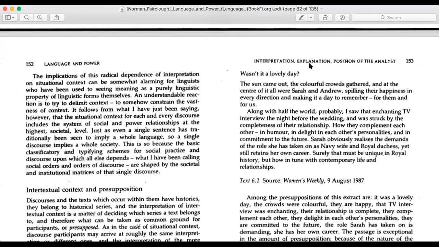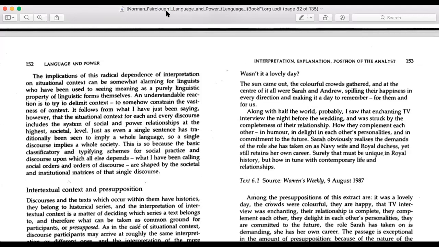Yes, ma'am. In this text, we have read about Sarah and Andrew and the presupposition which I have found in the third sentence, that making it a day to remember means that this author presupposed that this is a day which would be remembered by many people around us, because this is a day where the Duchess and this prince are going to marry. And this is also one of the presuppositions when he says that she has taken on as navy wife and royal duchess, yet still retains her own career. This is also presupposition.